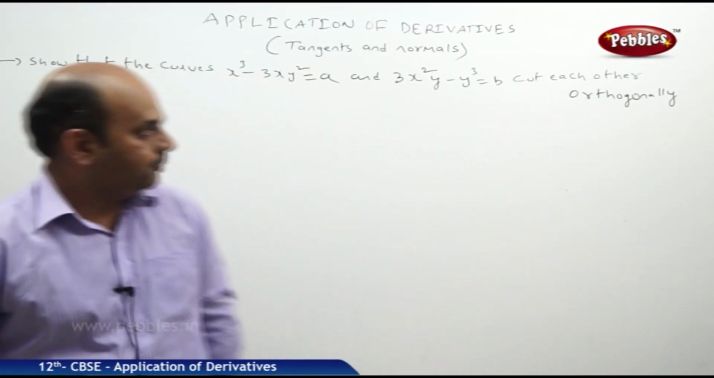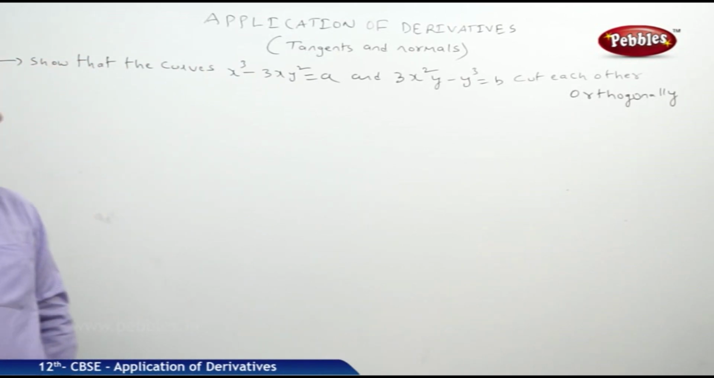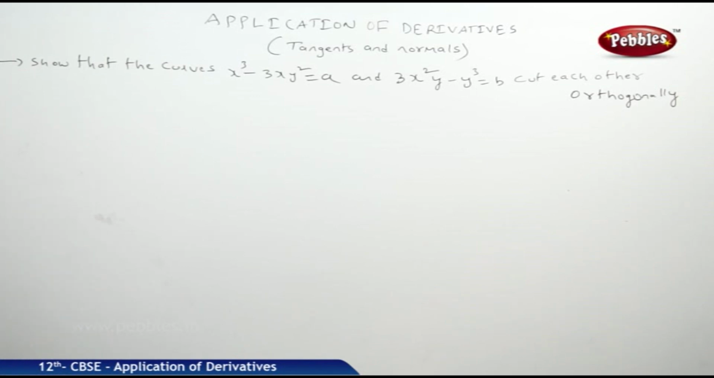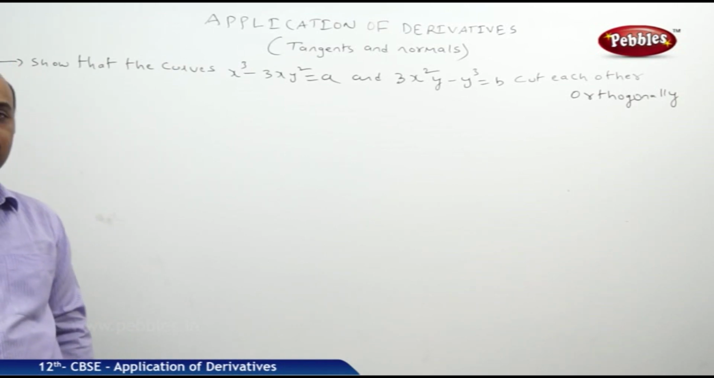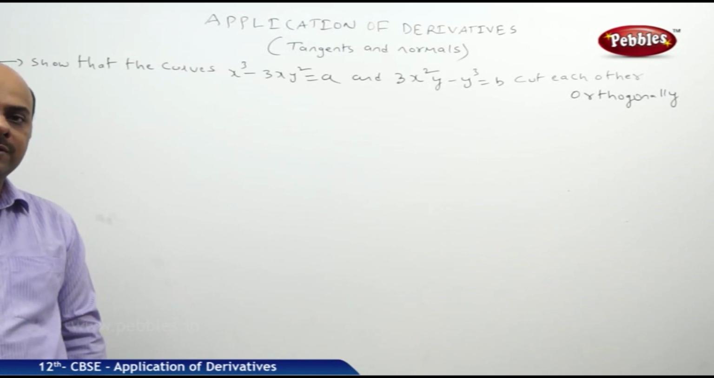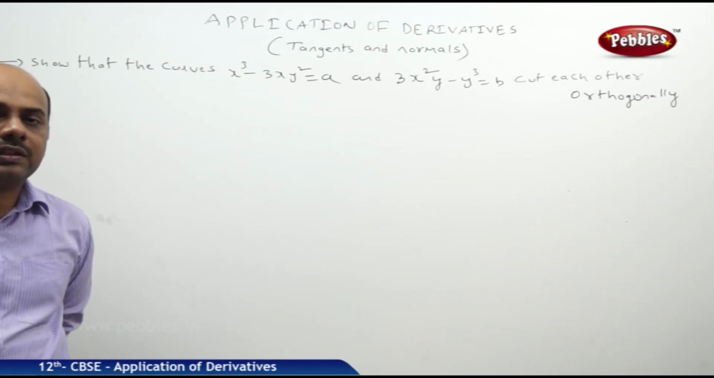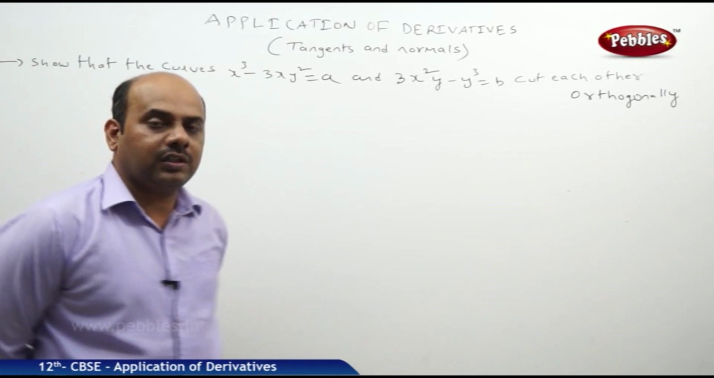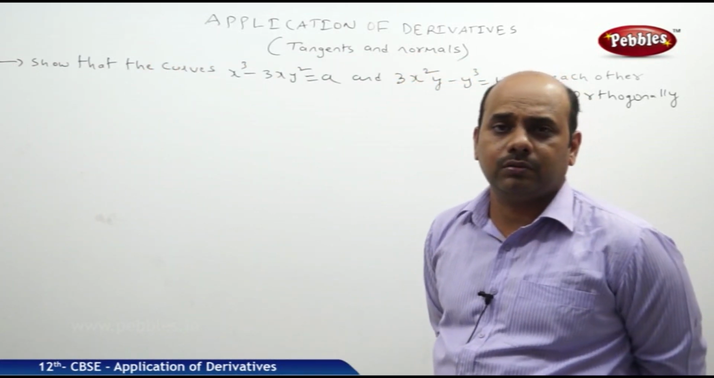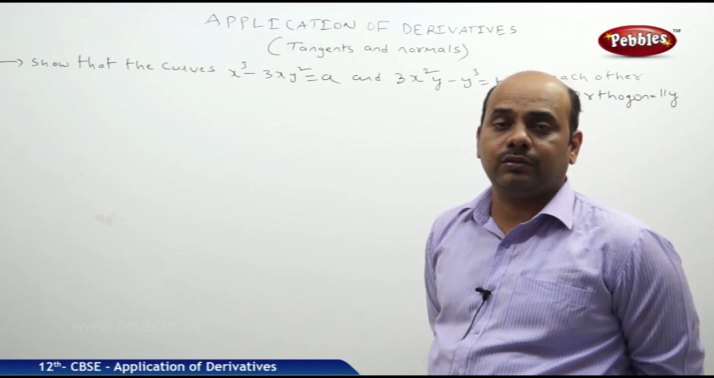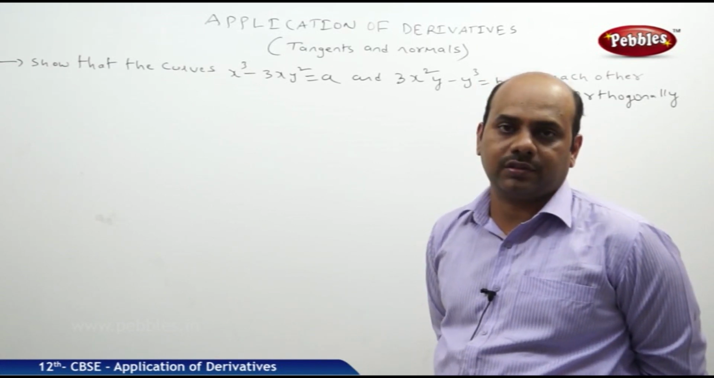Good morning friends. In today's class we shall be continuing with our yesterday's topic, tangents and normals. In the previous class, I said two curves cut each other orthogonally when the angle between the two curves is 90 degrees. The angle between two curves means the angle between them at their point of intersection.